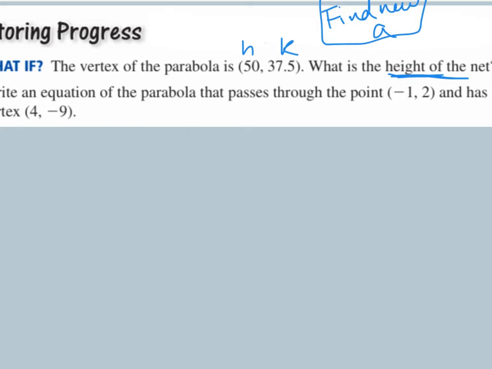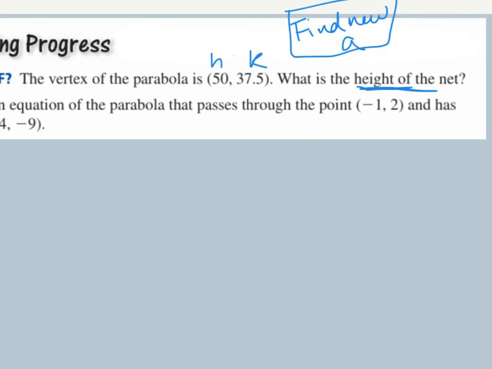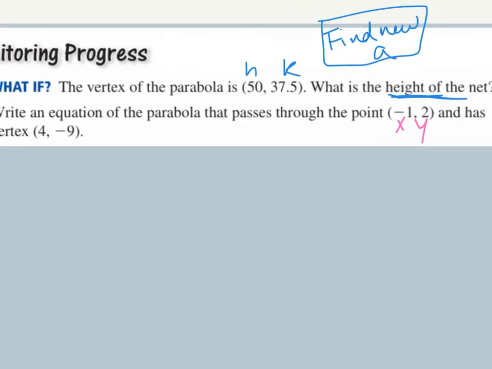So let's look at number 2. We need to write an equation of the parabola that passes through the point -1, 2, and has the vertex 4, -9. So in our first point, what is our x and what's our y? Come on, guys. The x is -1 and y is 2. Perfect. And then what's our h and what's our k? 4 and -9. So now what do we do with our x, y, h, and k?